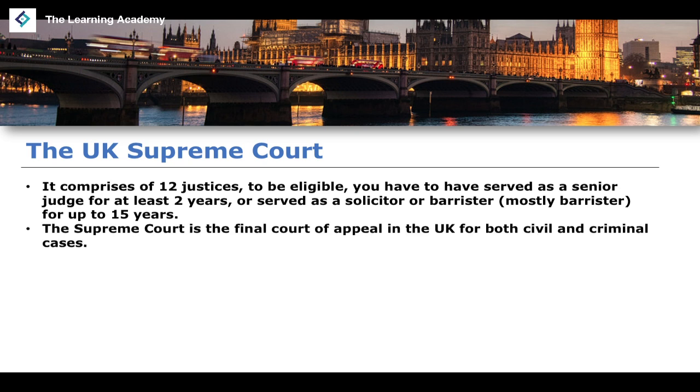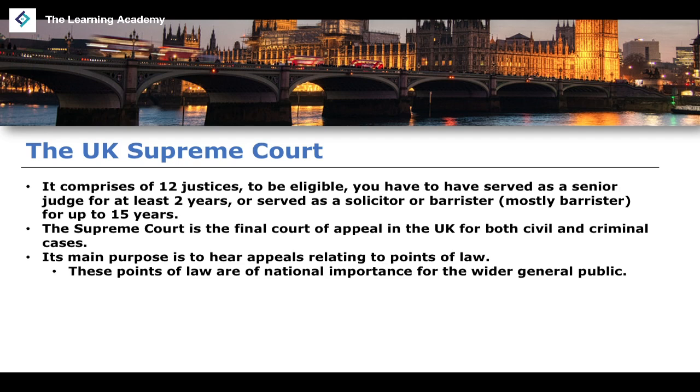But what does the Supreme Court actually do? Well, the Supreme Court is the final court of appeal in the UK for both civil cases as well as criminal cases. Now, when we say it is a court of appeal for criminal cases, this is not to suggest that there are any kind of jury trials that take place in the Supreme Court, because the Supreme Court has one main purpose, and that is to hear appeals relating to points of law.